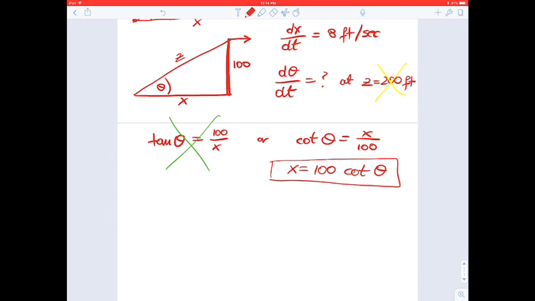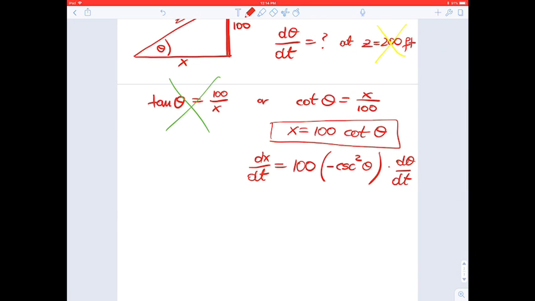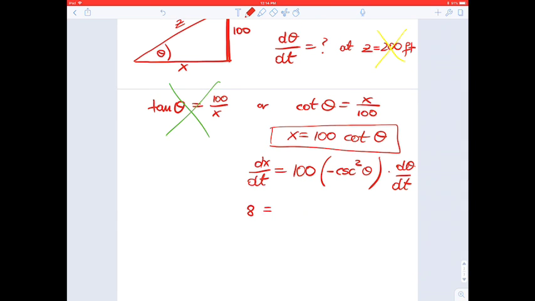Now I need the relation between the rates. I will differentiate. Derivative of x is dx dt with respect to time. Copy 100. Derivative of cotangent is negative cosecant squared theta times d theta dt. Now after the derivative I can substitute everything I have. The rate of change of x with respect to time is 8. This is 100. I can place that negative in front. Cosecant squared theta is 1 over sine theta squared. And the rate of change of angle is what we are actually looking for.